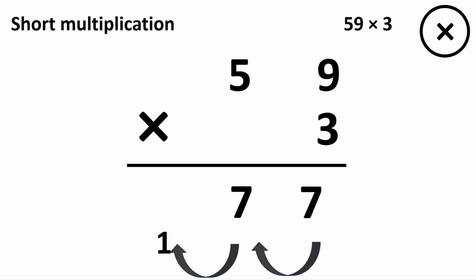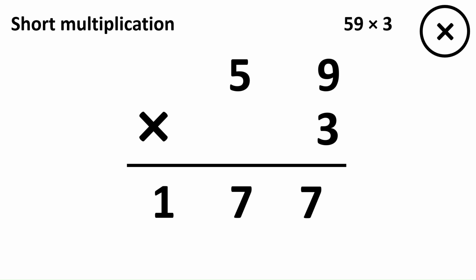And then, since we have also transferred this 1 10 to the hundreds column, but there's nothing else for us to do here since we've already multiplied 3 by 9, and 5 by 3, we just have to bring it up to the hundreds column. And this will give us our final answer, which is 177.